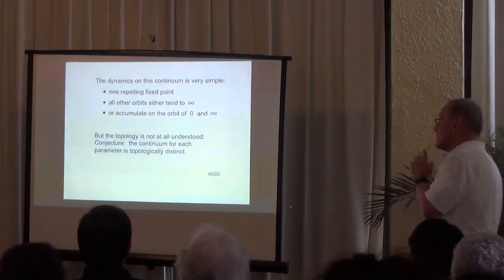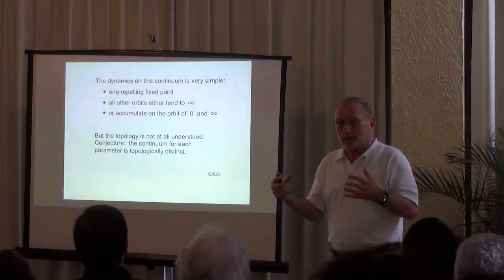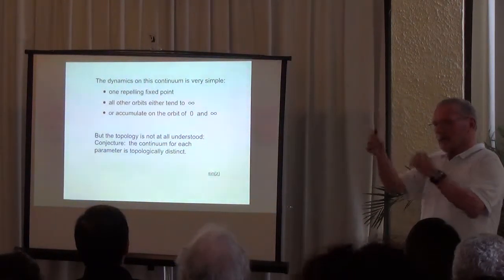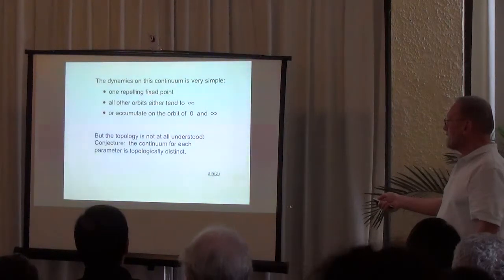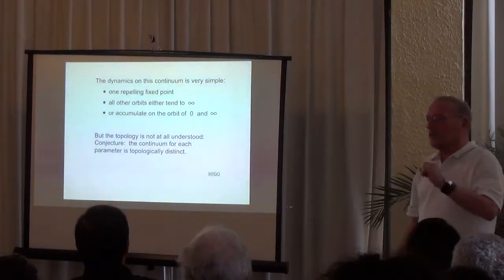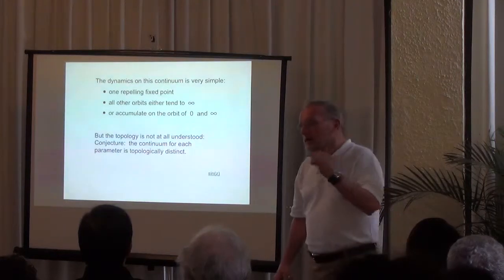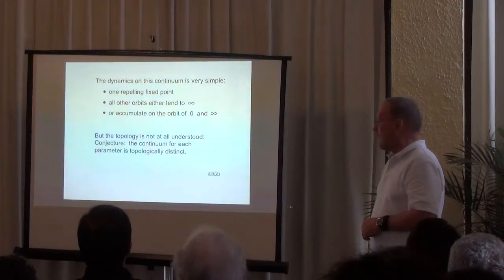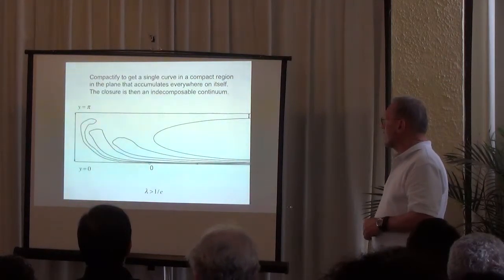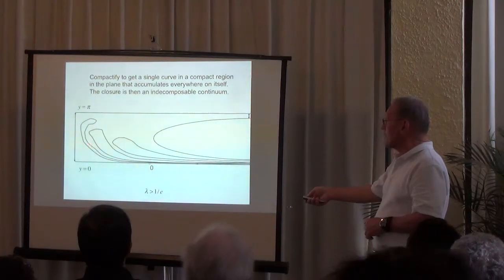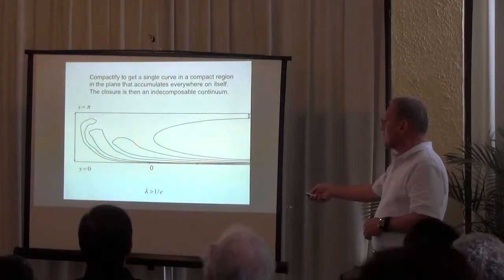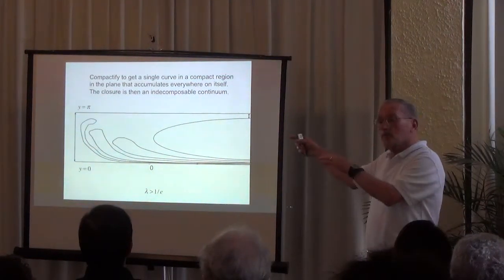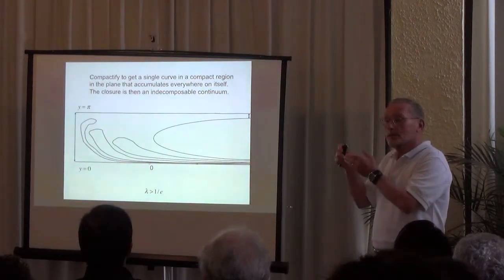Okay? Now, it turns out that the topology of this continuum, as we just saw, is kind of complicated, but the dynamics is pretty simple. Remember, there was one repelling fixed point that emerged up into the upper half plane. There's a repelling fixed point in there. All other orbits in this Knaster-type continuum either tend to infinity or they accumulate on the orbit of zero and infinity. Right? If I think of a point on this curve here in the continuum, that maps there, maps there, maps there, maps there, maps to the real axis, and then goes off to infinity. So all points on these curves I've drawn have orbits that just go to infinity.